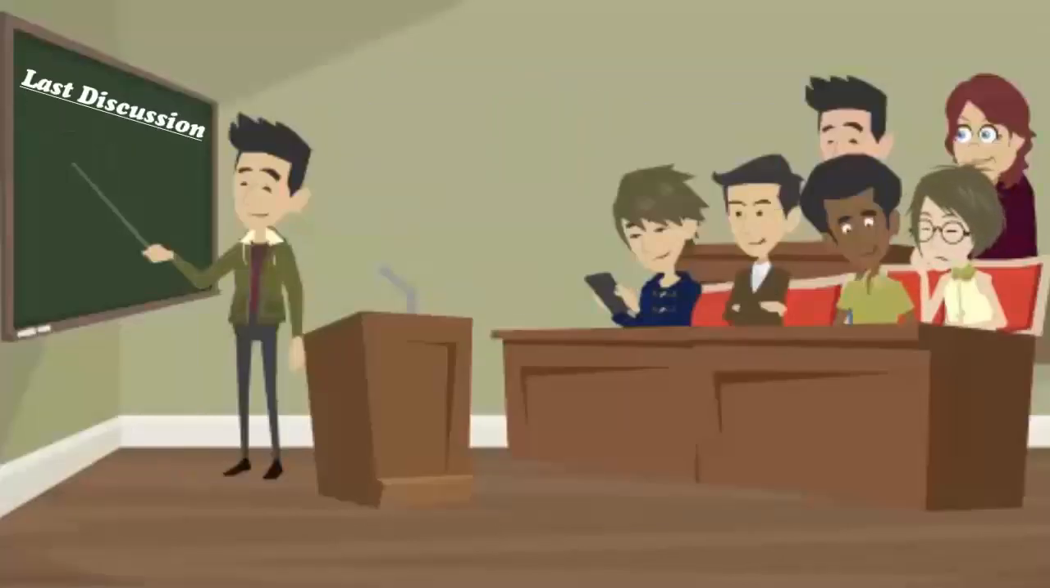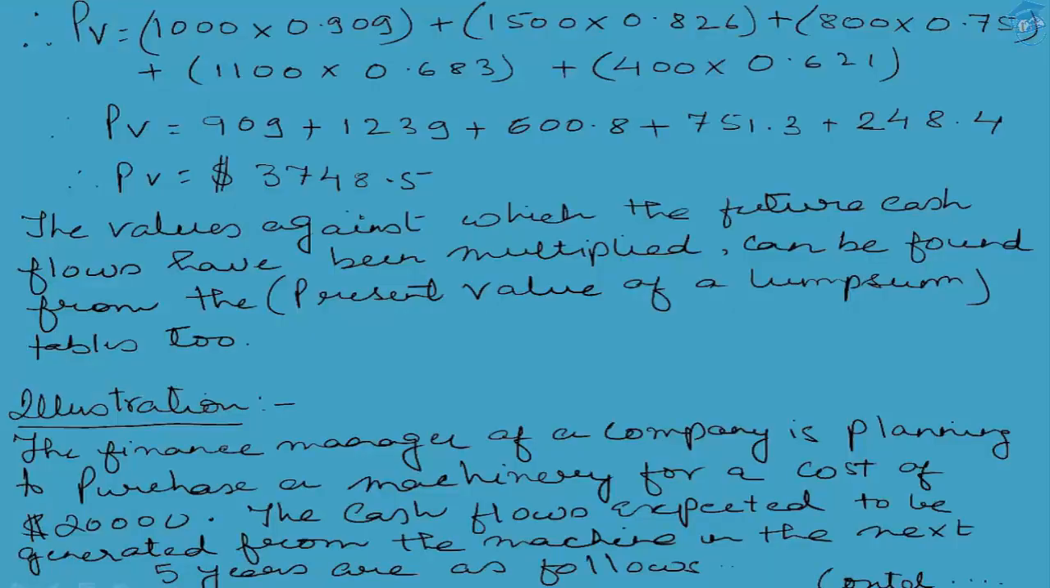During our last discussion, we tried to understand the concept of the present value of the future stream of uneven cash flows with the help of a numerical, wherein an investor, Mrs. Jenny, had been provided with an option of receiving 1000 USD, 1500 USD, 800 USD, 1100 USD and 400 USD as a stream of future uneven cash flows for 5 years against a required rate of return of 10%.